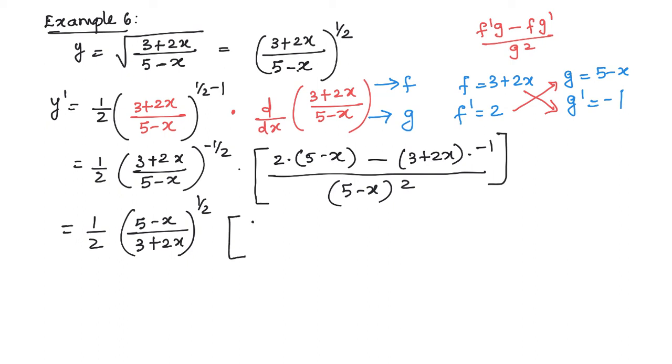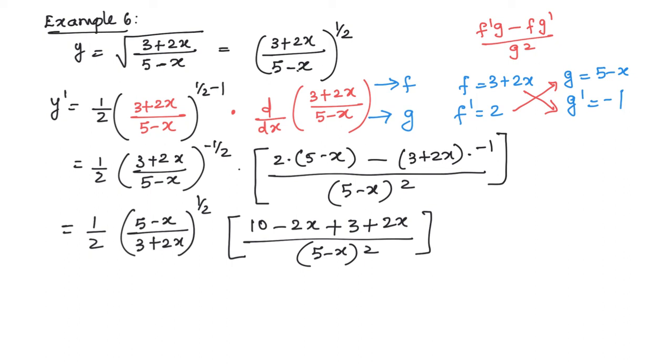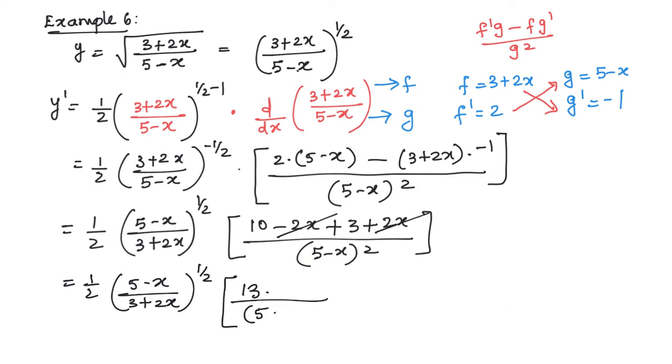Then distribute these numbers. So 10 minus 2x. There are two negatives here that make it positive. So if I open the parenthesis, there won't be any change in the sign of these two terms. So that will be plus 3 plus 2x divided by 5 minus x square. Add the like terms. 13, oh, this 2x will cancel, so we have only 13 at the numerator and square. If you want, you can simplify this again, this 5 minus x factor and this factor.